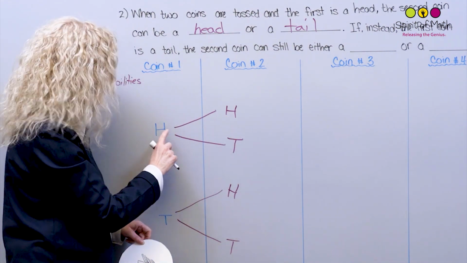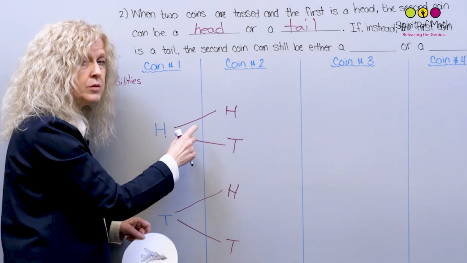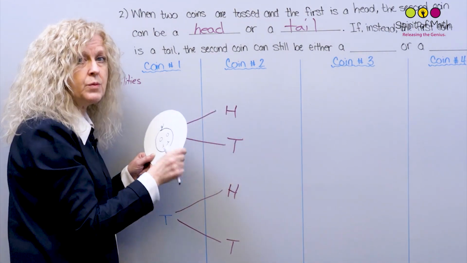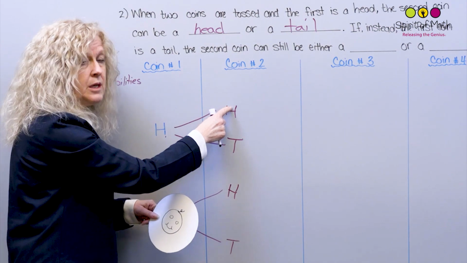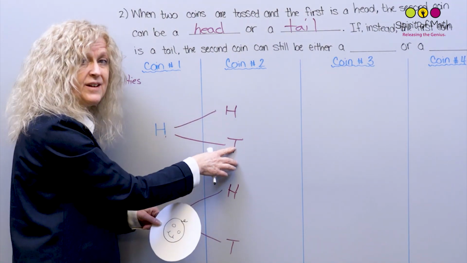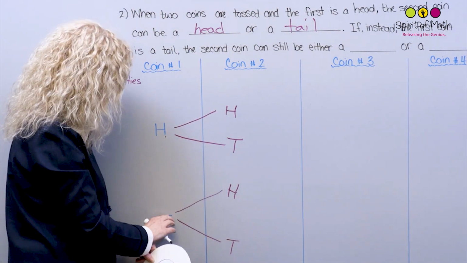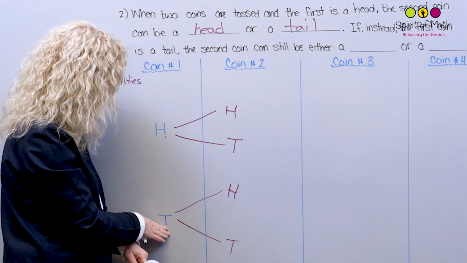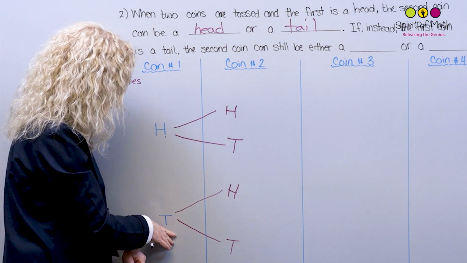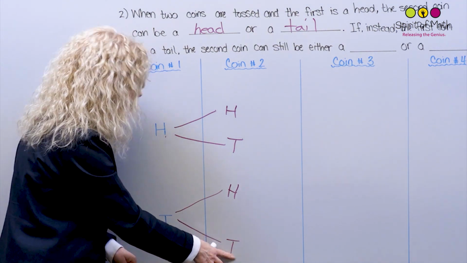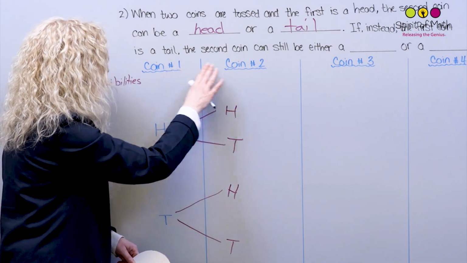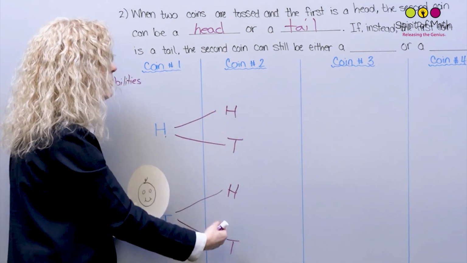The combination here can have a head, so the first one's a head, and the second one is a head. That's one combination, head-head. The second combination would be head-tail, okay? And then the third combination that could happen is that the first one landed with a tail, and the second one is a tail also. The first coin, second coin, okay? So you have to imagine two coins are happening here.